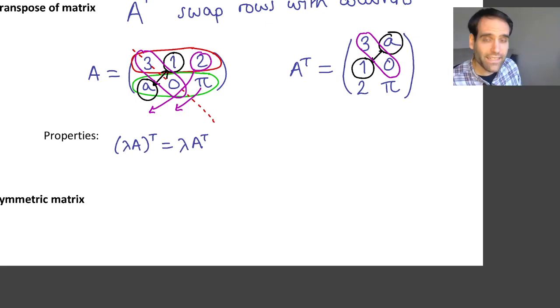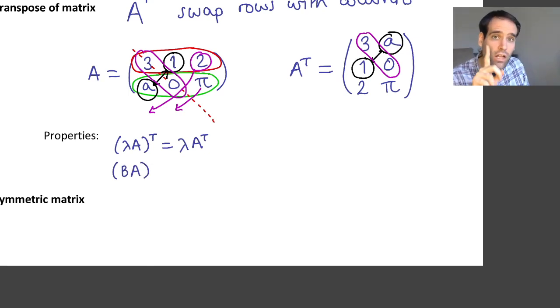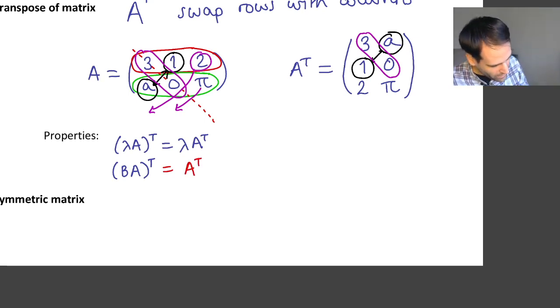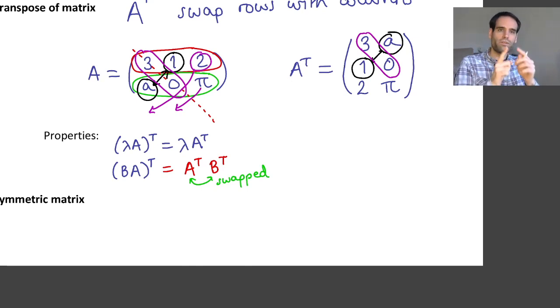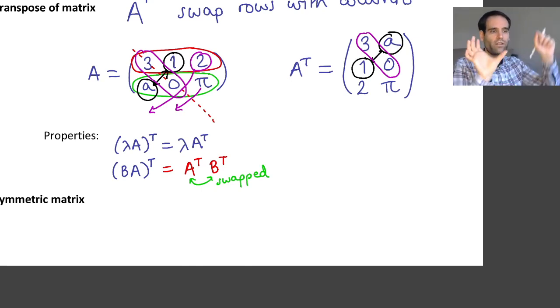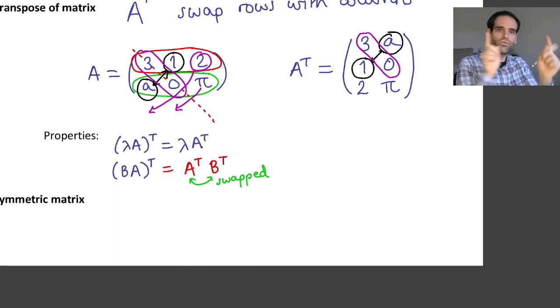Also, interestingly, if you have the multiplication of two matrices, B times A, so you multiply them together, and the result, you transpose it, and be careful with this. This is equal to A transpose multiplied by B transpose. So beware, because they have been swapped. Whenever you transpose the product of matrices, you cannot just apply the transpose to each one, you have to swap the order. Okay, remember that property.